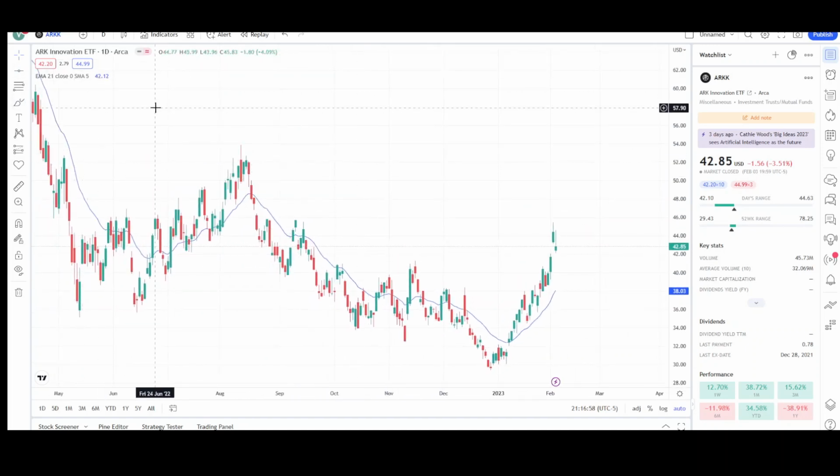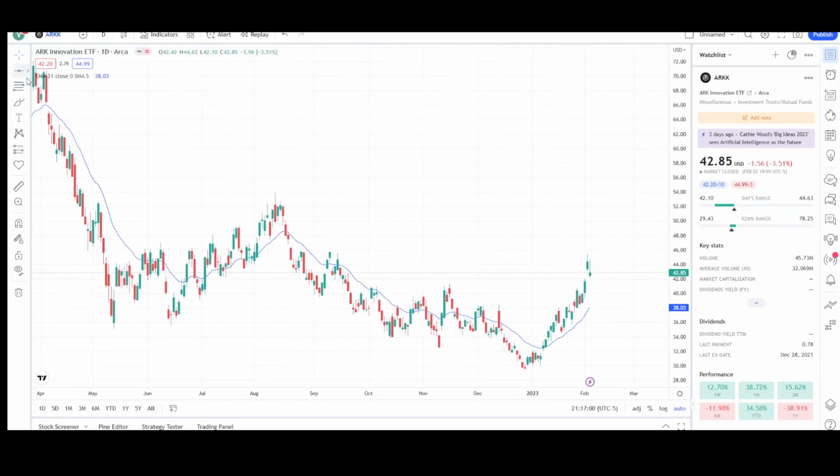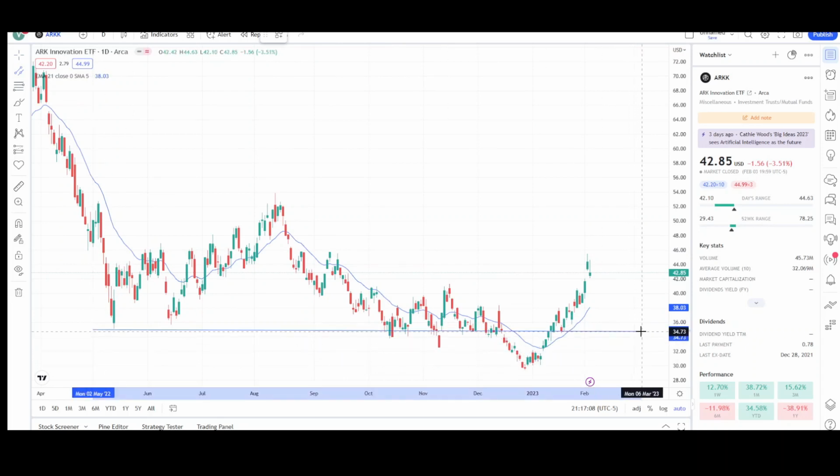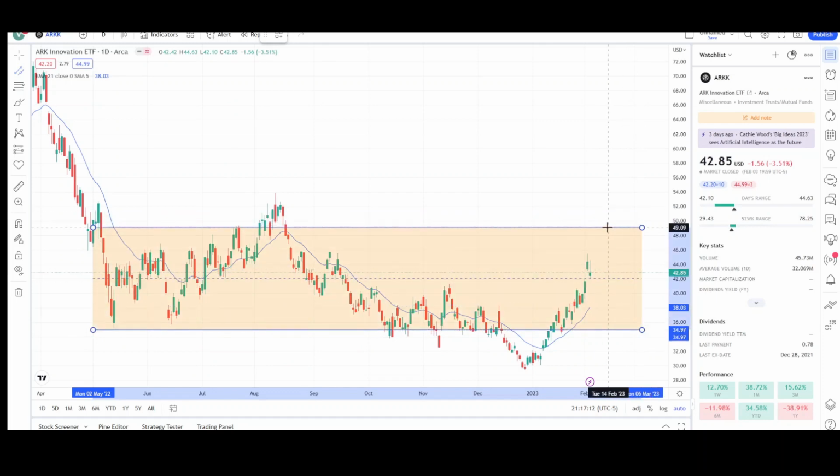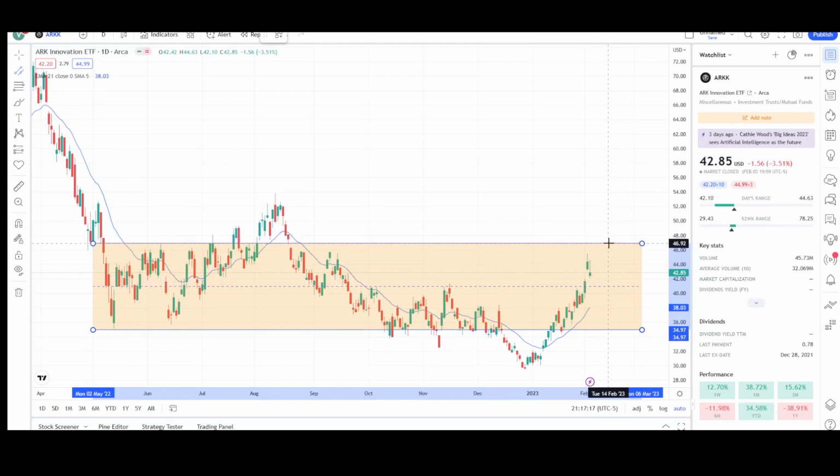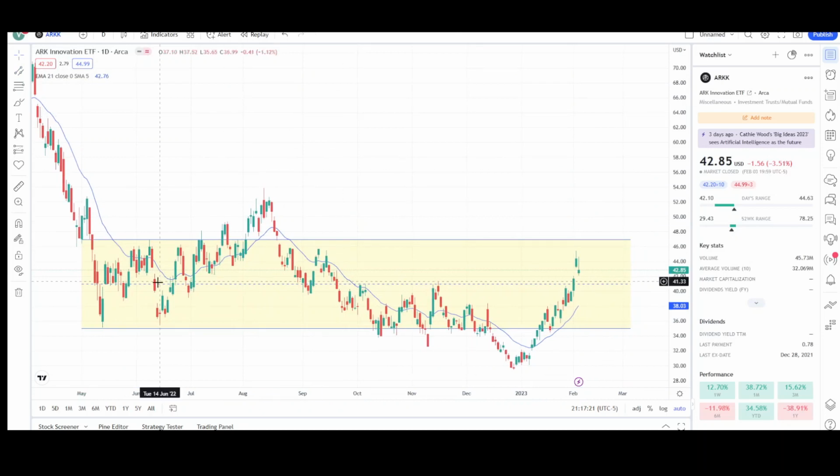So let's go over the chart, and let's put the macro pattern on here first. This is very important. So it looks like there was strong support at this level right here at the 35 level, and it looks like there's strong resistance maybe a little bit lower, so possibly at the 47. So this looks like the range pattern that prices are respecting.